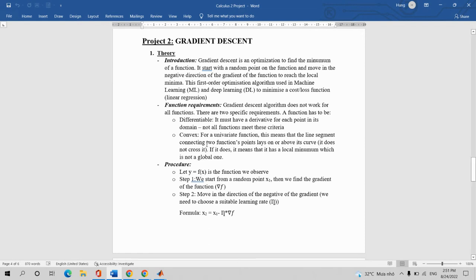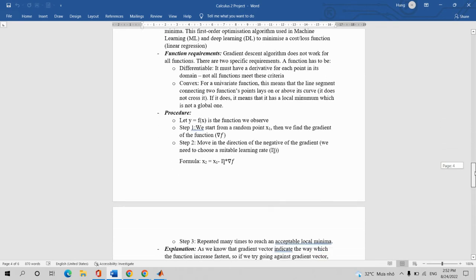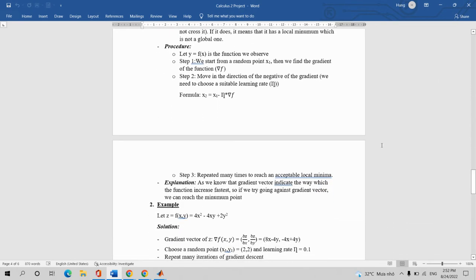We move on to the procedure. Let y equal f(x) be the function we observe. Step 1, we start from a random point x1, then we find the gradient of the function. Step 2, move in the direction of the negative of the gradient. We need to choose a suitable learning rate. So we get the formula x2 equals x1 minus a multiple of the gradient of the function. Step 3, repeat many times to reach an acceptable local minima.